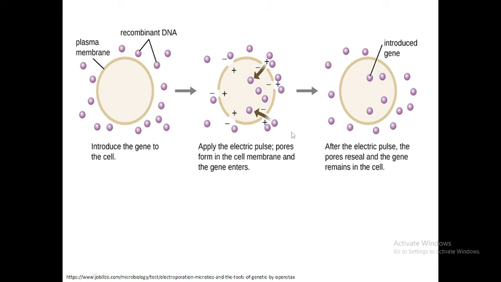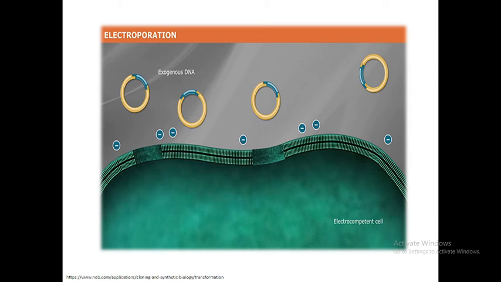So when I apply the electric pulse, it will form pores, like in the calcium chloride method. Once the pores are formed, the recombinant DNA present in the outer environment will enter the intracellular environment. When I switch off the voltage, the pores will get sealed, and whatever DNA has got into the cell will remain as it is. So after the electric pulse, the pores get resealed and the gene remains in the cell.